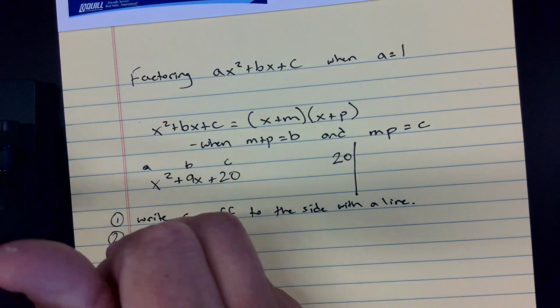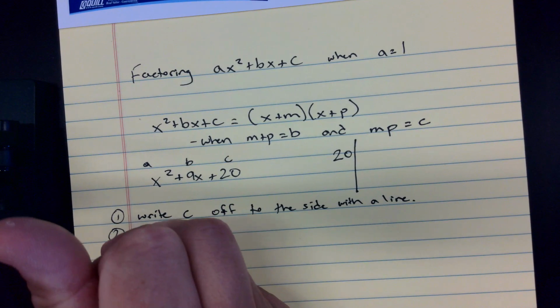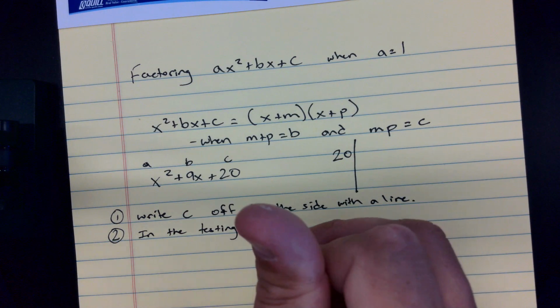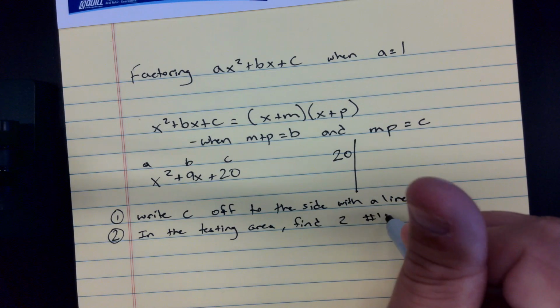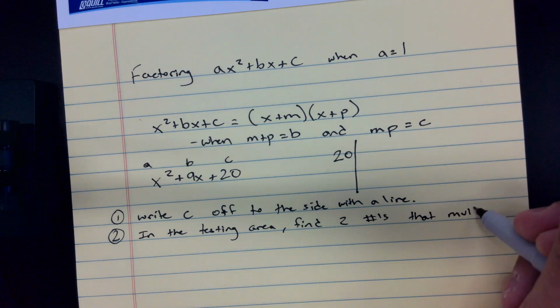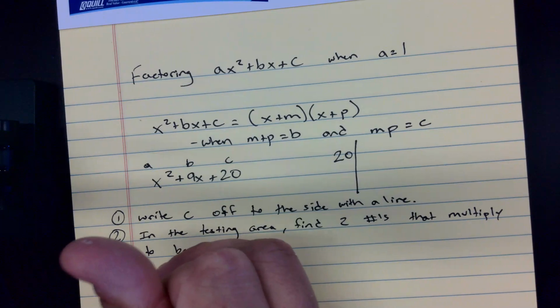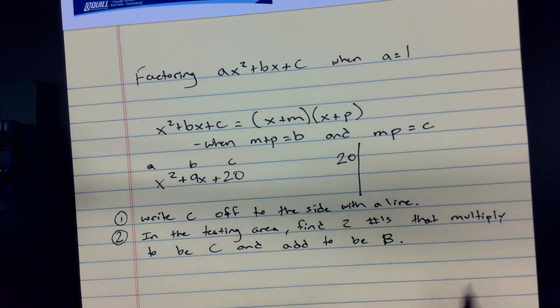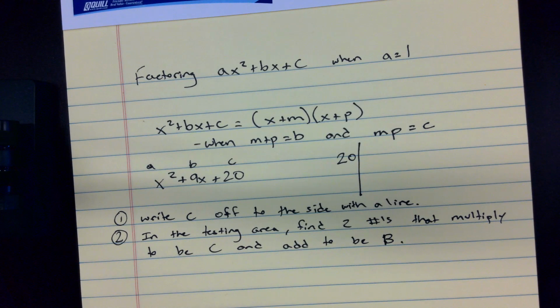Step two, and I'll explain what I mean here. In the testing area, find two numbers that multiply to C and add to B. So you're multiplying to be C and adding to be B.